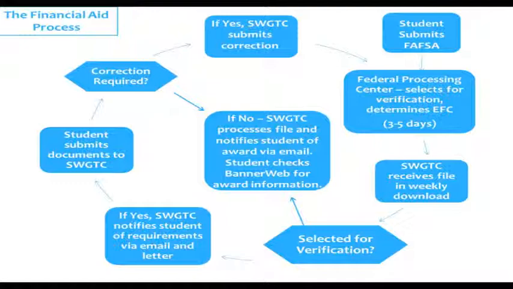Now, when the processing center is processing it, it goes through, of course, all their computer programs, and I'm sure it's really complicated, and they have very complicated formulas. And so they're taking all the pieces of information that you put on the FAFSA, putting it into a formula. They're going to determine your EFC. Your EFC is your expected family contribution, and that's a federal term. But that EFC number is going to determine what kind of financial aid and how much financial aid you're eligible for. The processing center is also going to determine if you're selected for verification or not.